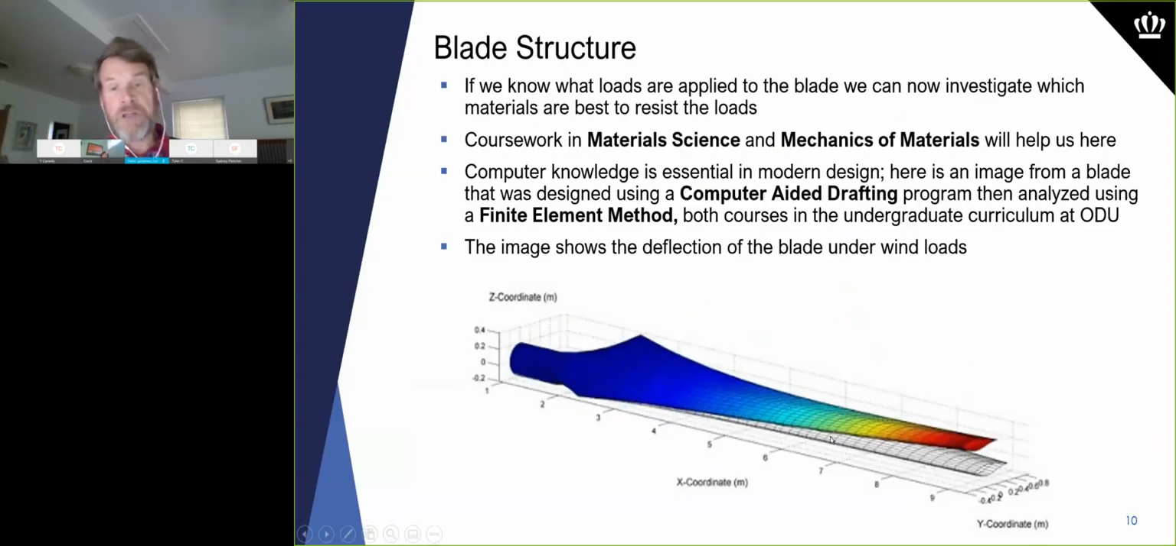So we're actually predicting this deflection using a computer-aided model. We're putting the geometry into the model by using computer-aided drafting. Okay, so the finite element method is what we call the method of modeling the structure. And again, that's a course in undergraduate curriculum, as is computer-aided drafting.